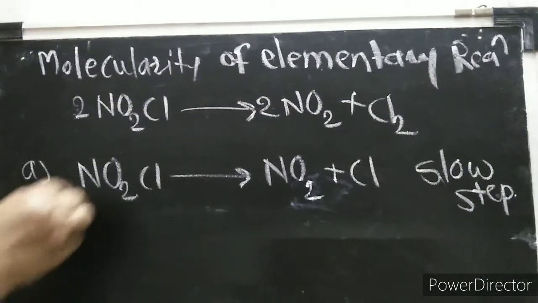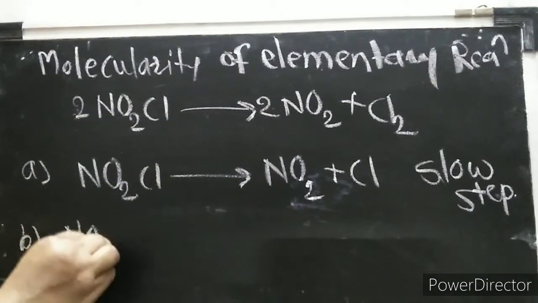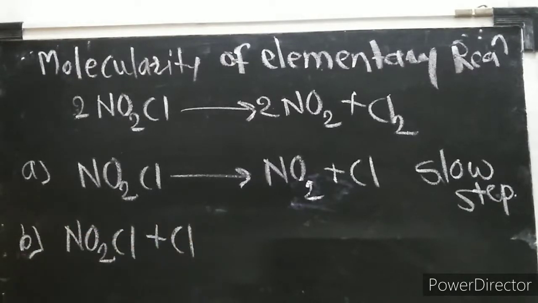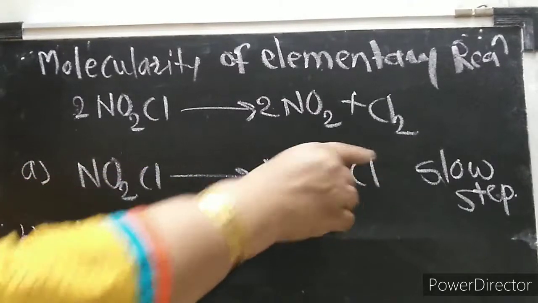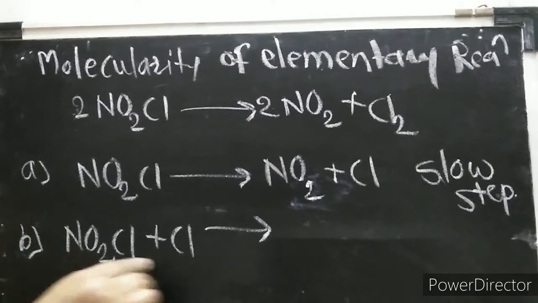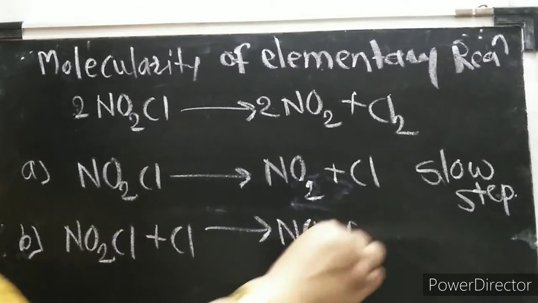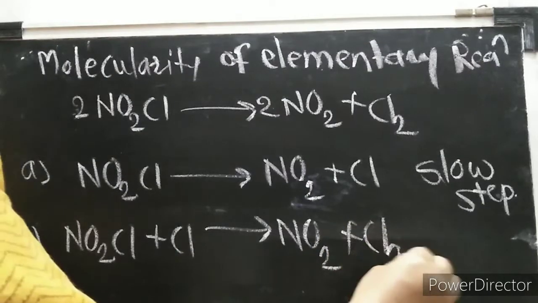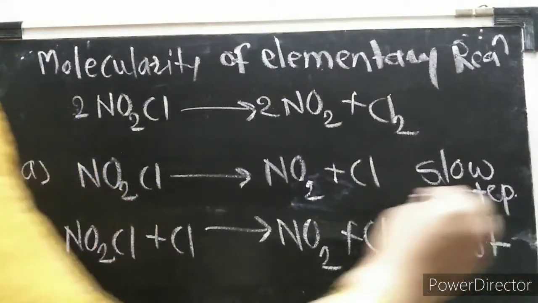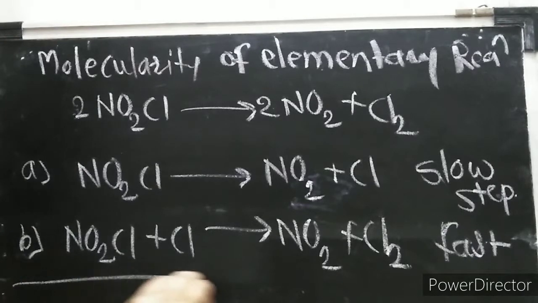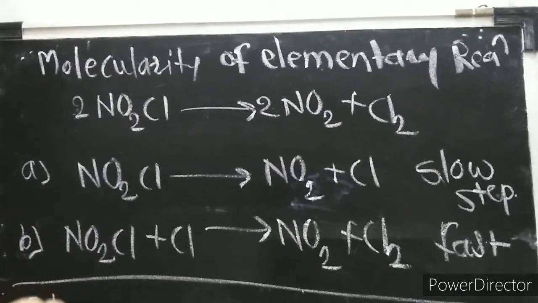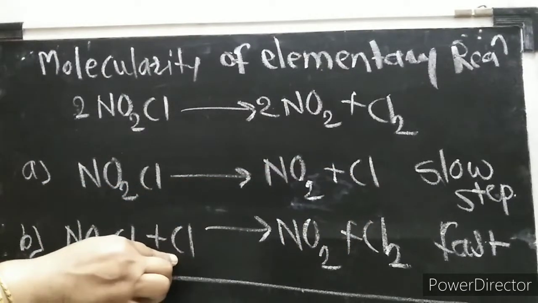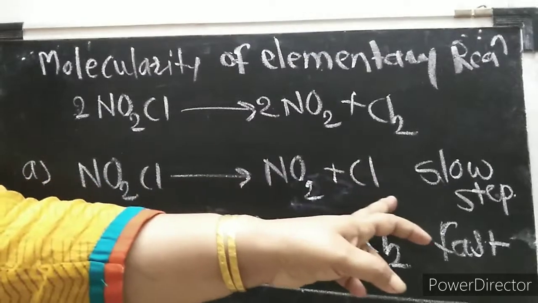In the second step, what will happen? The second molecule of NO2Cl, one more is there, no? So NO2Cl again reacts with one Cl. Here Cl is formed, here Cl is consumed. So what is the product again? NO2, plus Cl and Cl, what do they form? Cl2. This stage is the fast step. If we add these two, what will we get? 2NO2Cl. Here Cl is on the product side, here it is on the reactant side. Once it is consumed, once it is formed.